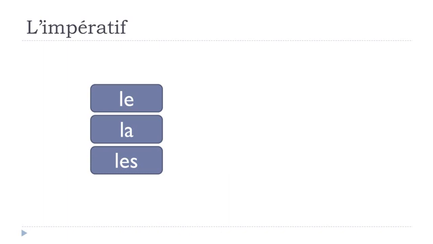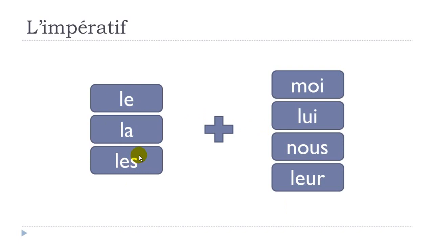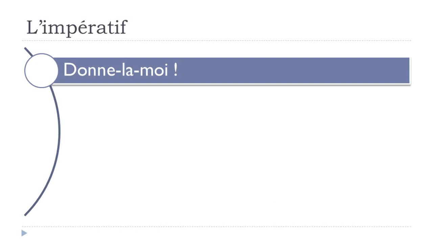Second possibility that you would have would be the pronouns like le, la, and les. Okay? And they will come first, and after that you will have this moi, lui, nous, and leur, okay? Let's see a few examples now. Donne-la-moi, okay? Donne-la-moi. So exactly the same rule as we saw previously, okay?